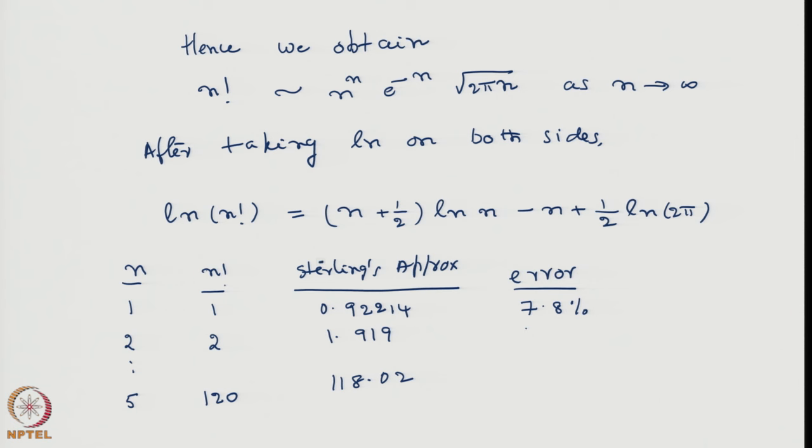and it will steadily decrease to 4.05%, and by the time we reach 5, it comes to about 1.6%. So the error beyond 5 is less than about 2%, and it comes to about 1% or so by the time you reach 10. So this is quite valid for most practical applications, especially when we are looking at order of magnitude results. So this is basically what Stirling's approximation is all about.